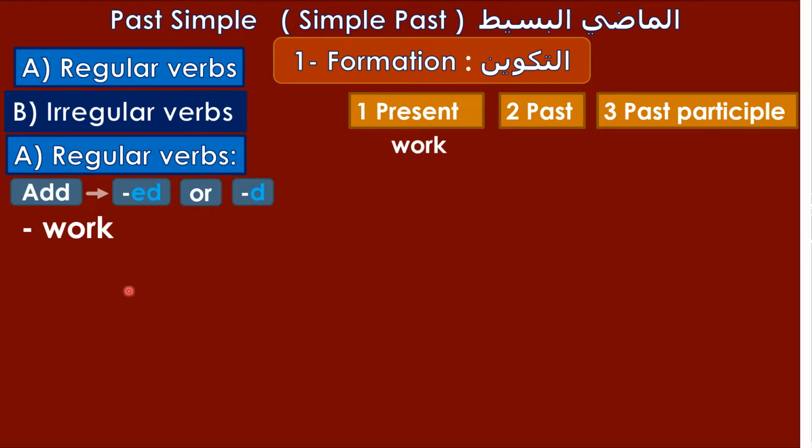So if we have work as an example, form 1 is going to be work, form 2 or the past is going to be worked, and form 3 or the past participle is also going to be worked. We added ed at the end of the verb, and also for the past participle we are going to add ed.